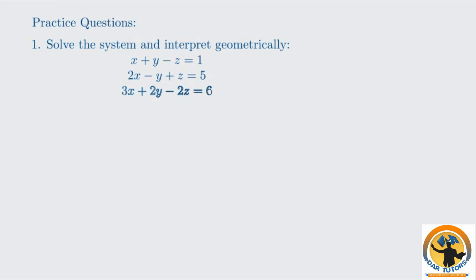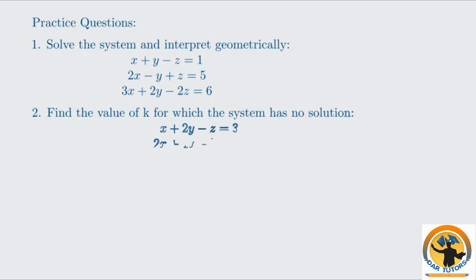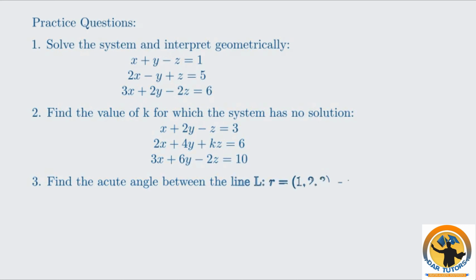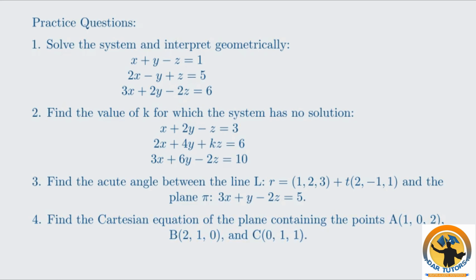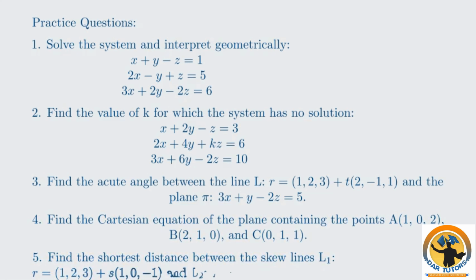Question 1. Solve the system of equations and interpret the solution geometrically. Question 2. Find the value of k for which the system has no solution. Question 3. Find the angle between the line and the plane. Question 4. Find the Cartesian equation of the plane containing 3 given points. And question 5. Find the shortest distance between 2 skew lines.